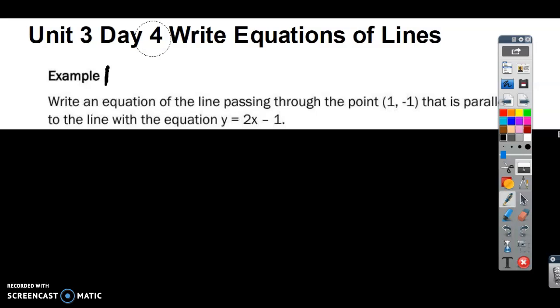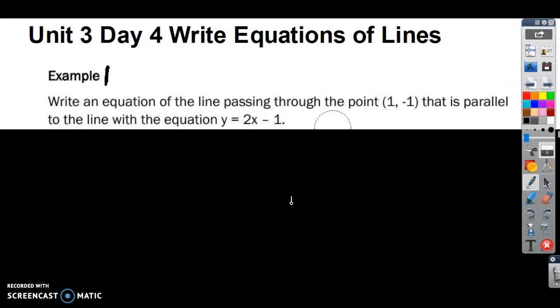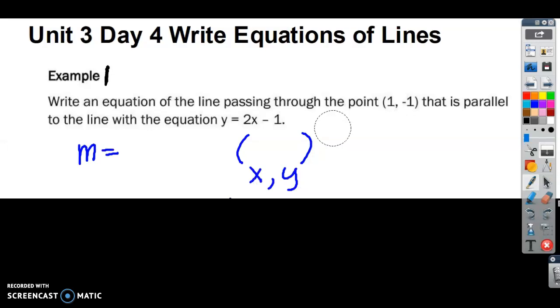We did a little of this in our last video, but we're going to focus on it a little bit more and do some practice in class. All right, so if we're asked to write an equation of a line passing through a particular point that is parallel to a line, first thing we're going to do is write down the slope we're going to use and write down the point. So we'll go ahead and do that.